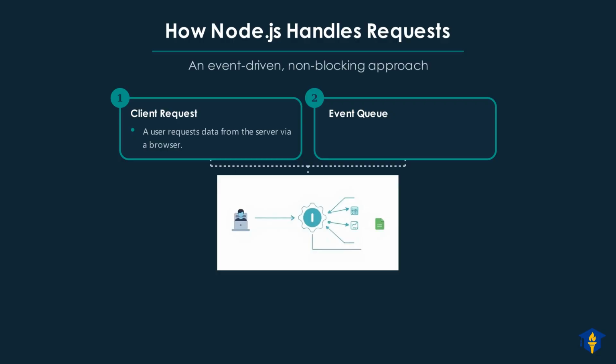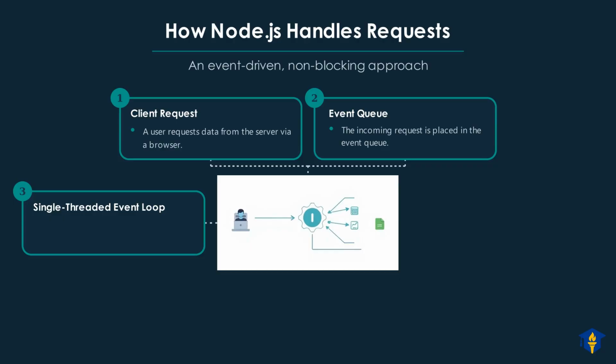Next, the incoming client request is placed into an event queue, where it awaits processing by the Node.js event loop. The single-threaded event loop continuously monitors the event queue, checking for and processing new requests as they arrive. This event loop efficiently processes requests one by one without creating new threads.